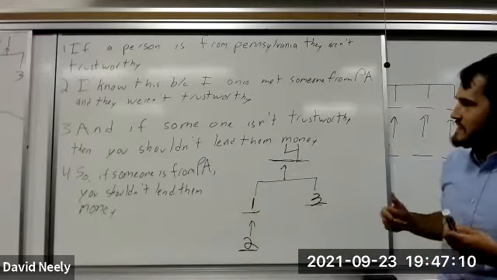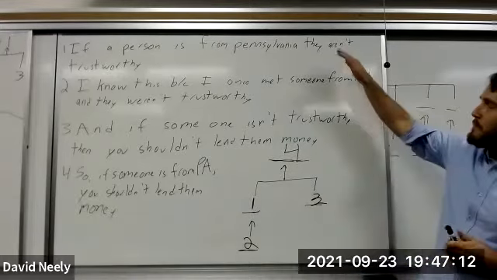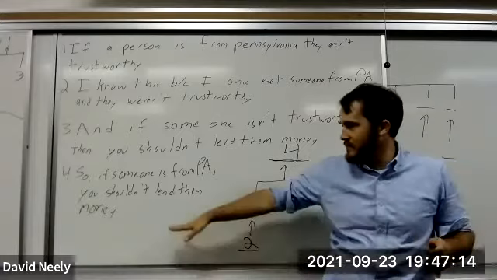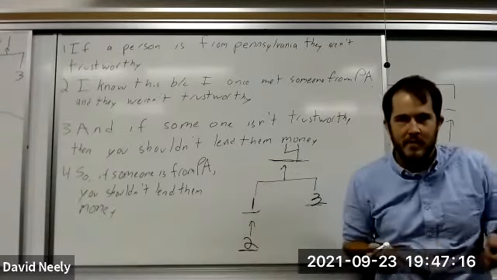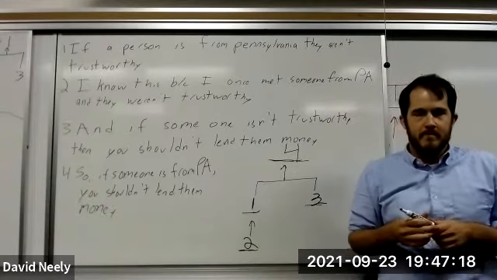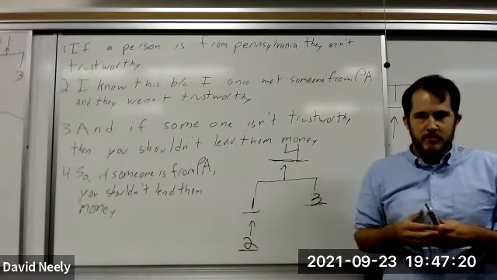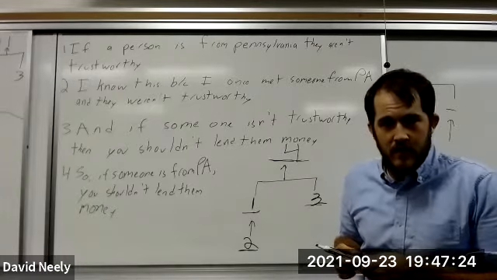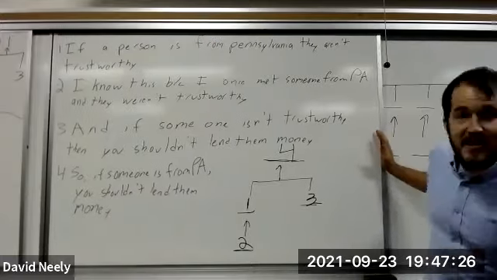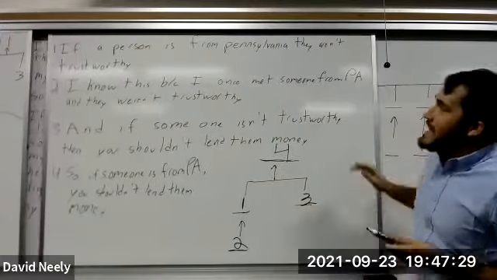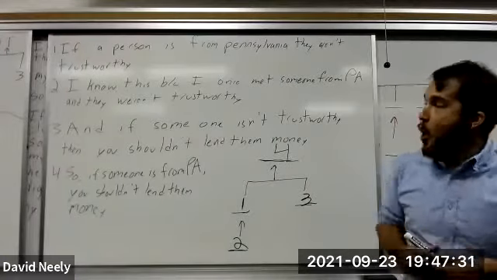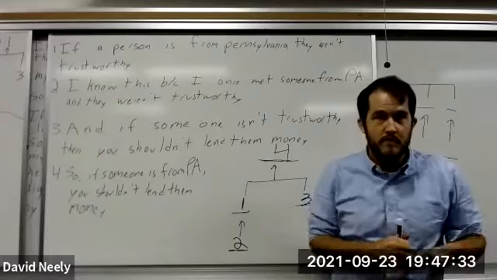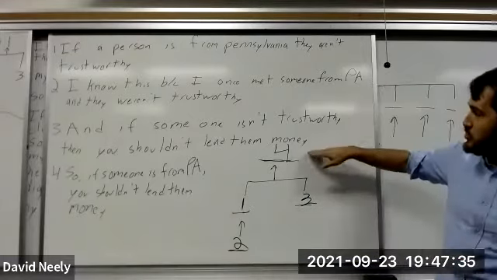So, is this a good argument? Should you, from these premises, come to the conclusion that if someone's from Pennsylvania, you shouldn't lend them money? Yes, I think it is. Say that again. I think it's a good argument. So yeah, here's what we can say: if you accept all the premises are true, then it begins to look like you should conclude this.